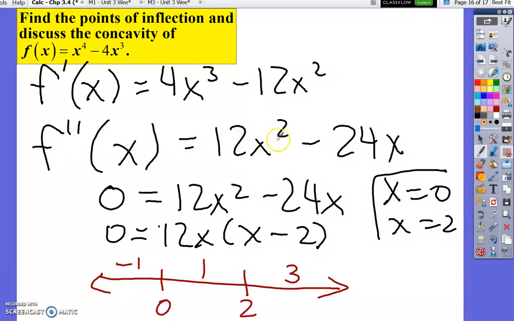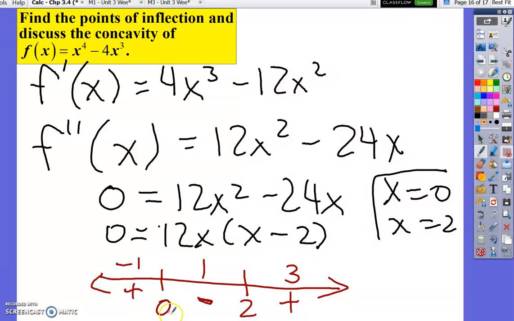When I plug in 1, I'm going to get 12 minus 24, so that's a negative number. When I plug in negative 1, I'm going to get 12 plus 24, so that's a positive number. When I plug in 3, I'm going to get 9 times 12, which is 108, minus 24 times 3, which is 72. That is a positive number.